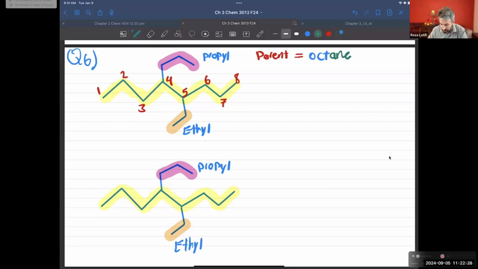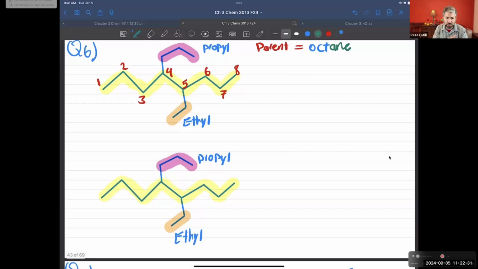Okay, one way is to start labeling from the left side and you get 4 and 5. Or you can start labeling from the right side, 1, 2, 3, 4, 5, 6, 7, 8, and that's going to give you 4 and 5. Okay, which one do you want to choose? The one that starts labeling from the left or from the right side? Again, the numbers that we are getting for the substituents are the same. Now how can I choose the correct direction?